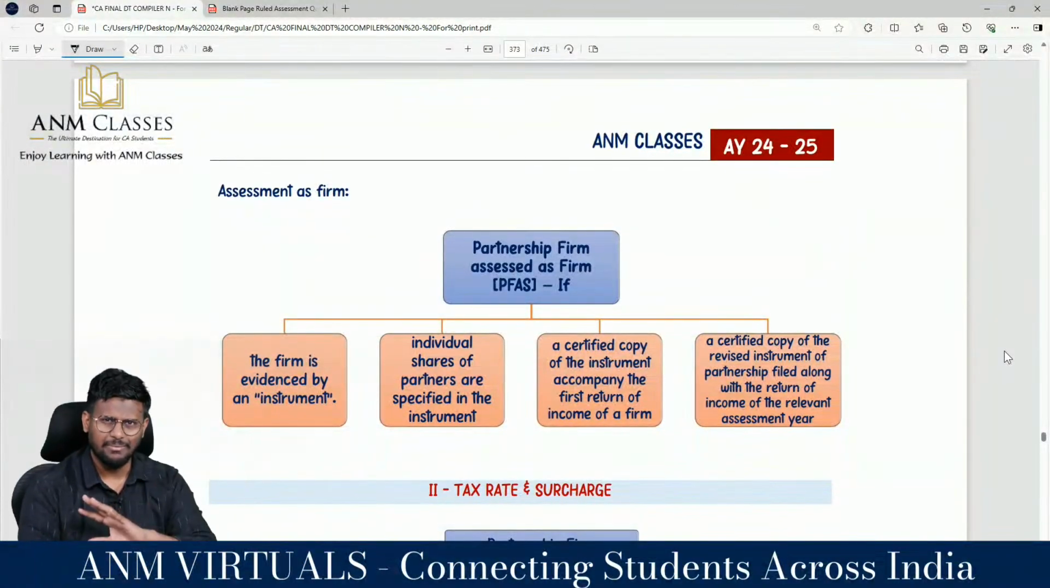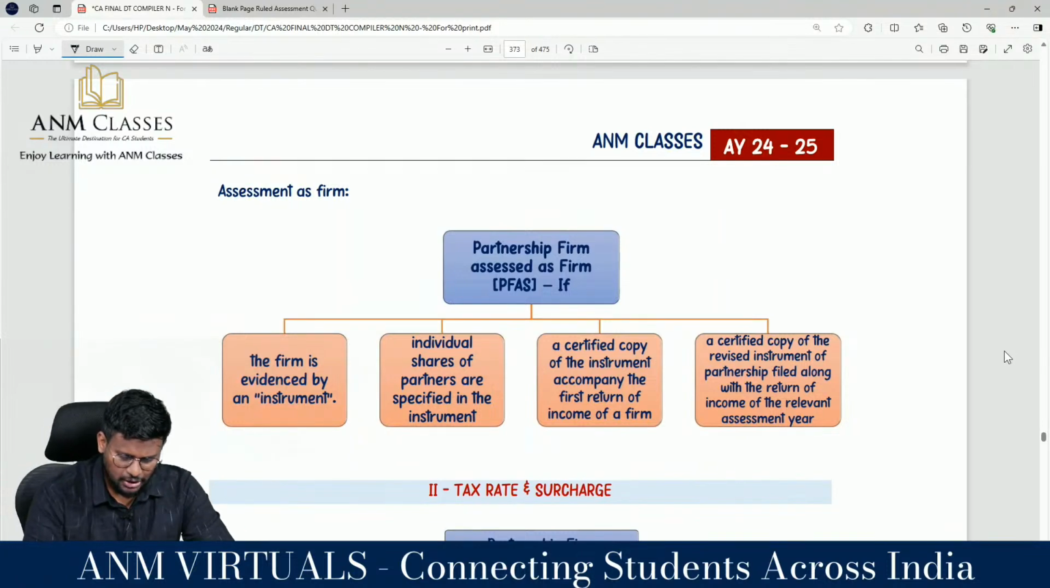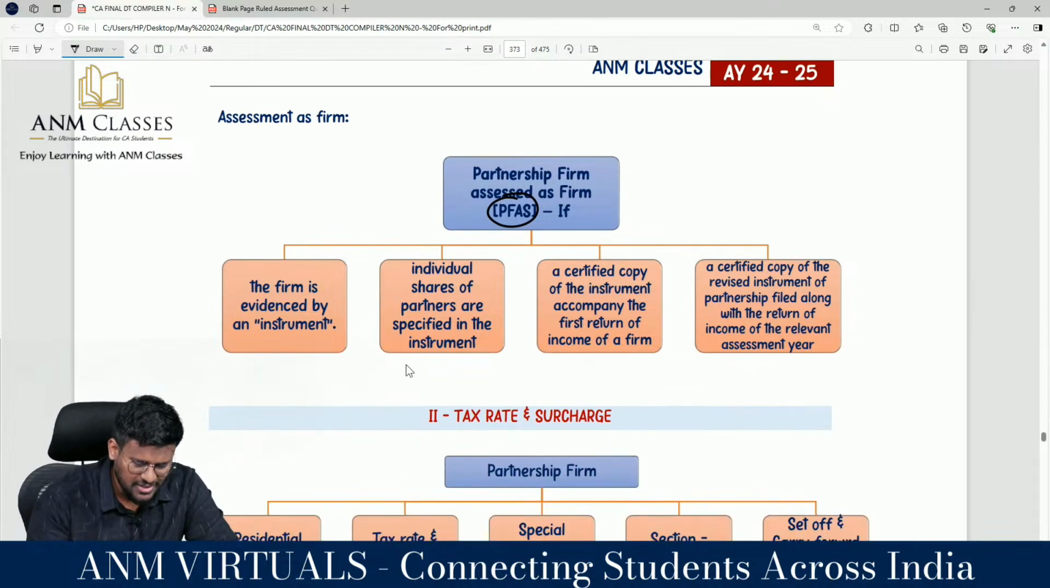Fine. These are the basics of the partnership firm. So a partnership firm is assessed as a partnership firm if 4 conditions are satisfied.